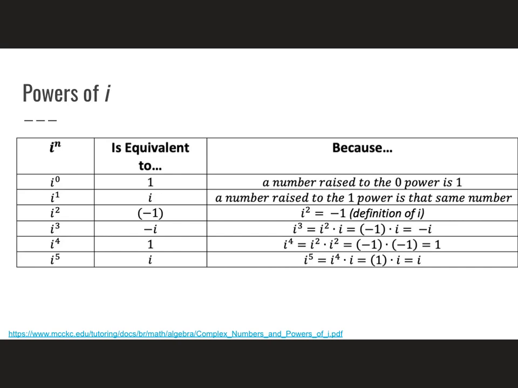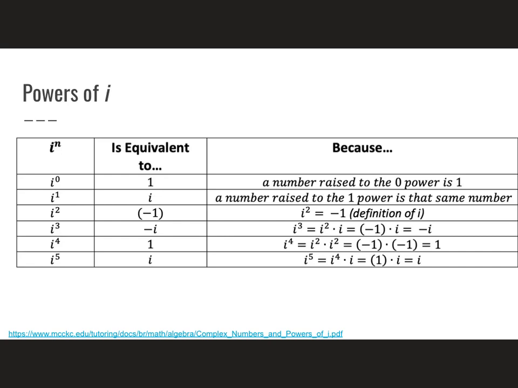i to the 2nd power, like we saw in that previous example, equals -1. i to the 3rd power, you can see in this expansion over here that proves this, is going to equal -i. i to the 4th power is going to equal 1. Once again, you see in this expansion over here why it equals 1. And i to the 5th power equals i again. This is where we really see our pattern start to repeat itself.